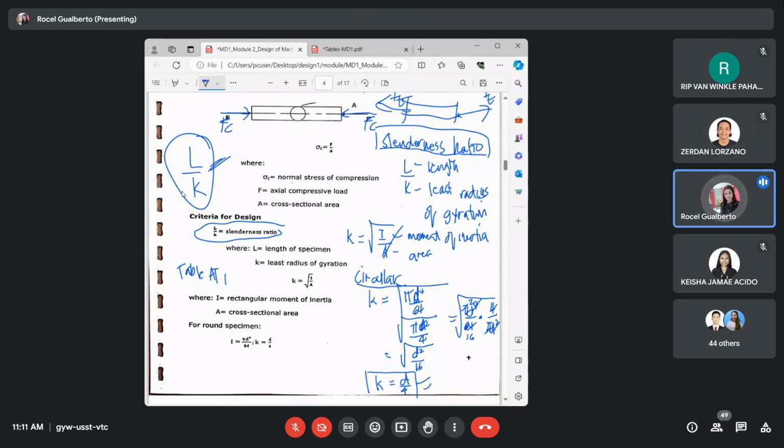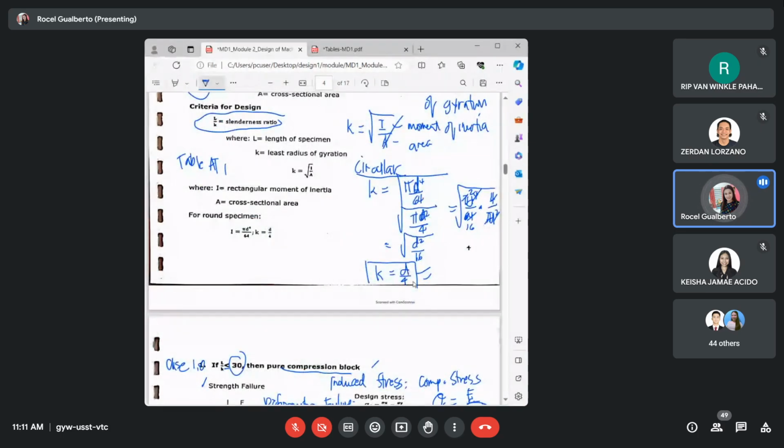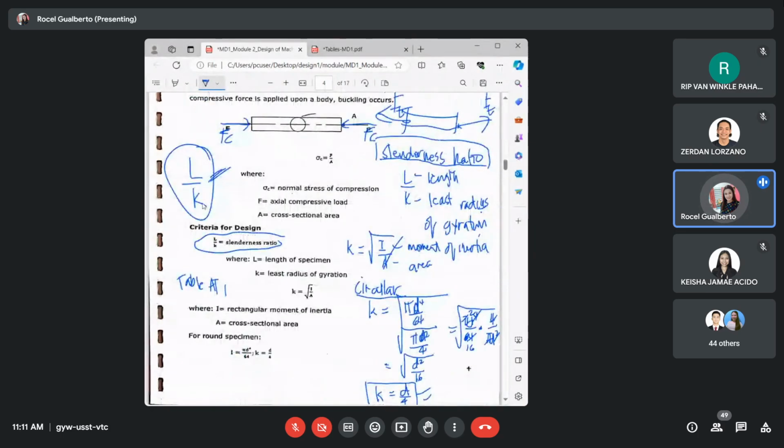Yes po. Okay, good. Pero, tingnan nyo muna po yung ating slenderness ratio. L divided by K. L pertains to the length and K is the least radius of gyration, equal to the square root of I divided by the area. Kung circular nga po yan, ano nga ulit yung K natin? D divided by 4. So, ibig sabihin, ang isa-substitute mo din sa K na yon, this would be D over 4. Tapos ito, meron kang length.